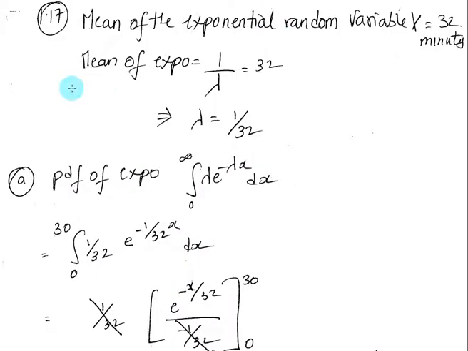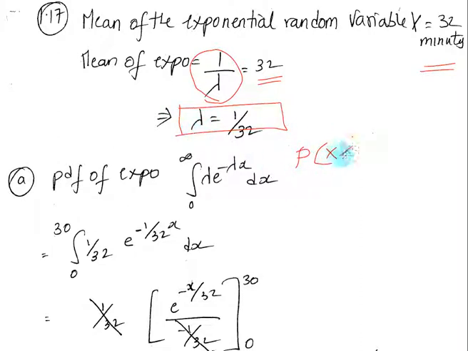Here is a quick example of exponential random variables. We have been given that the mean of the exponential random variable x is 32 minutes, and the mean of an exponential distribution is nothing but 1 over lambda, which is 32, so which means lambda is nothing but 1 over 32, and we are being asked what is the probability that x is less than 30.